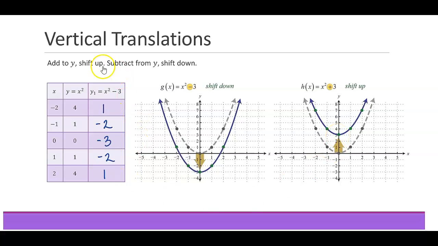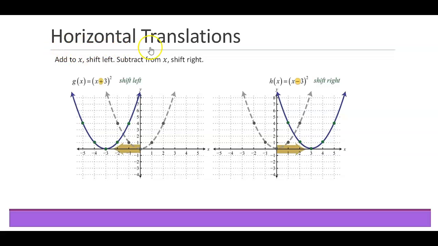So we don't want to have to draw a table of values every time. We want to instead recognize that we are subtracting from y, we are subtracting on the outside from a parent function that we already know how to graph, so it makes a quicker job of graphing this vertical translation, either down or up.